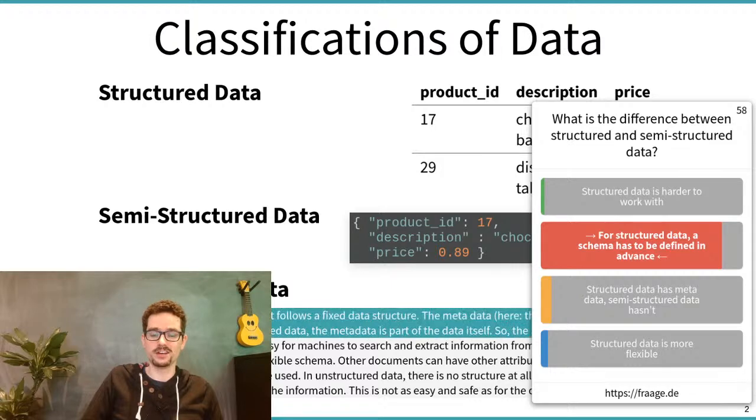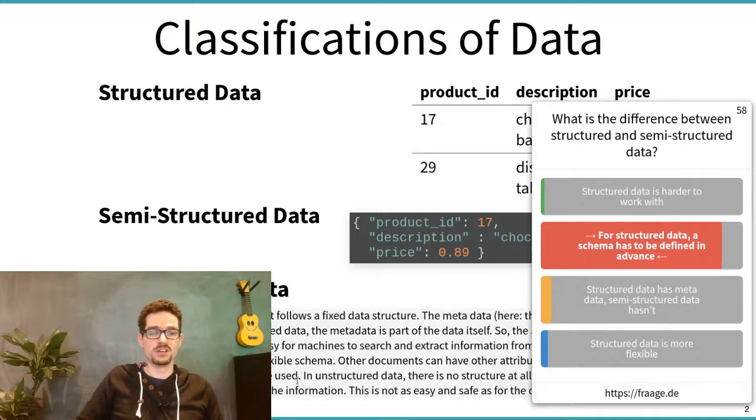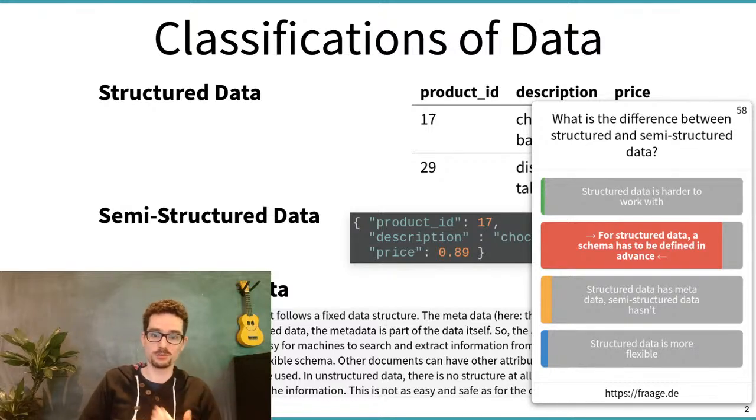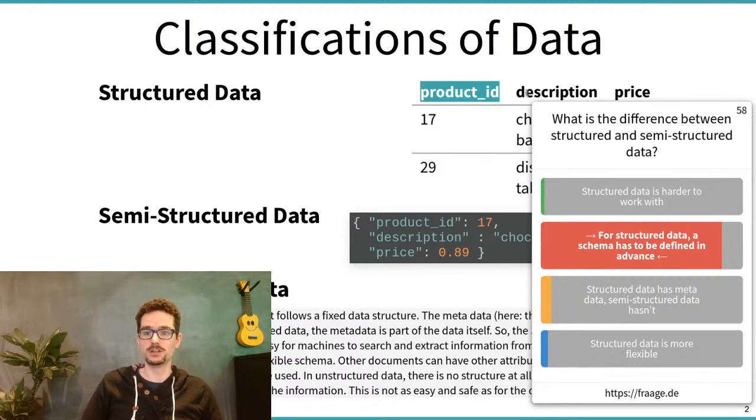Unstructured data has metadata about the encoding. Is it UTF-8 or is it using an ASCII encoding? So yes, all data has some kind of metadata. Metadata means data that describes the data, which helps me and the computer understand what the data is about. This metadata helps me answer the question, what is 17? Does it cost 17 euro? No, the product ID is 17. Here the same. What's this? Ah, this is the price.